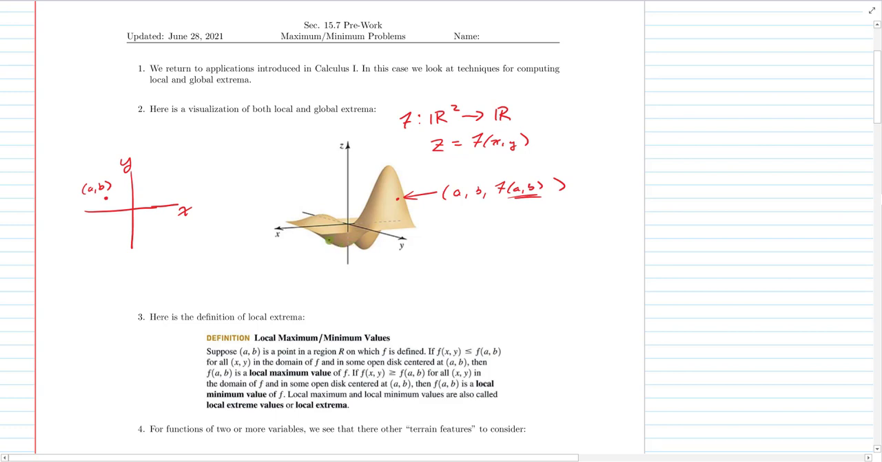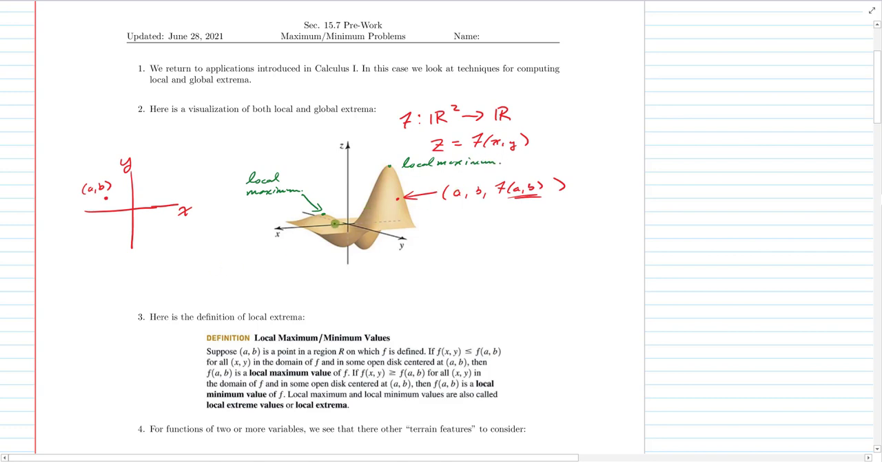So what I'd like to do now is let's go ahead and just label some of the common terrain features that we're going to study in this section. And these definitions really shouldn't be a surprise. Let's go ahead and state some of them. I'm going to call this point right here a local maximum. Okay. And this point right here will also be called a local maximum, but it's a special type of local maximum that we will elaborate on.